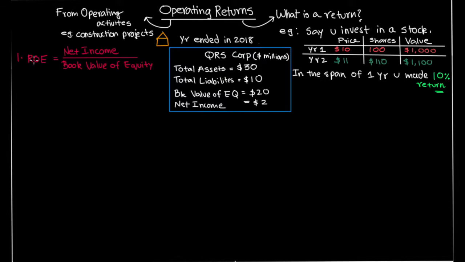Let us calculate the return on equity. We have $2 worth of net income divided by $20 worth of book value of equity. Remember, those are all multiples of millions. Which gives us a 10% return. Cool, right? So what does that basically mean, a 10% return? That means for every $1 of the book value of equity, you get a 10% increase.